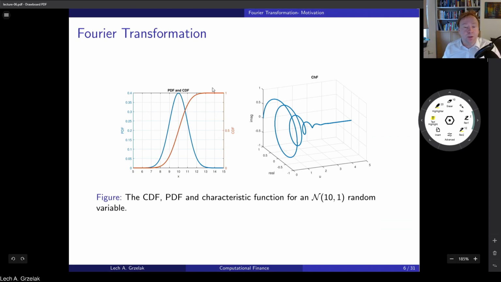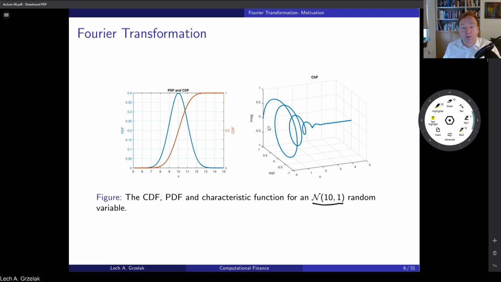Okay, here I have prepared two graphs. On the left-hand side, the blue line shows us a PDF, the probability density function of a normal distribution. So here we have a normal distribution with parameters 10, 1. This means the mean is 10, it's here, and then we have a variance of 1. The orange or red line is the CDF, the cumulative distribution function.